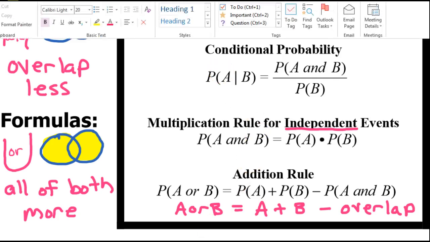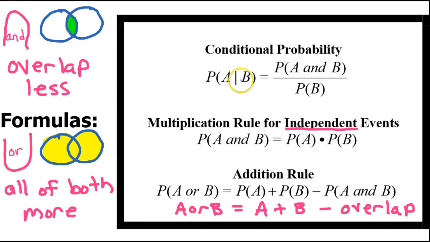Here's a hint. Notice that this first formula is the only one that has given in it. So if you see given being mentioned, this is the formula that we're going to use. Now this last formula is the only formula that says or in it. So if you see or mentioned, we're going to use this formula. This middle formula is the multiplication rule for independent events. So if they go out of their way to tell us that we have independent events, then we're probably going to wind up using this formula. But start by looking for given or the word or.